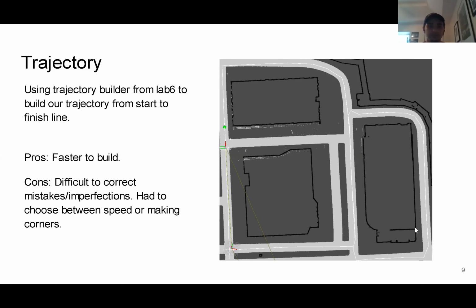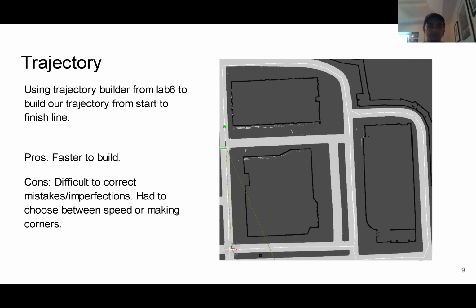Thanks, Aaron. The trajectory dictates the path of the car. We first built our trajectory using the Trajectory Builder launch file from Lab 6 and publishing points in ArcViz. The trajectory was quick to build, but unfortunately, we ran into issues. If we messed up a point, it was difficult for us to correct it. We also quickly realized that the car wasn't finishing the track in the required time.